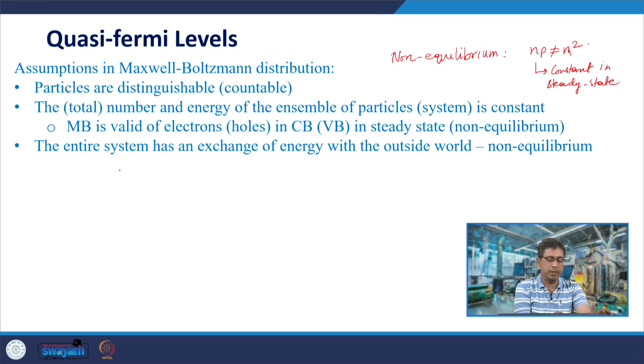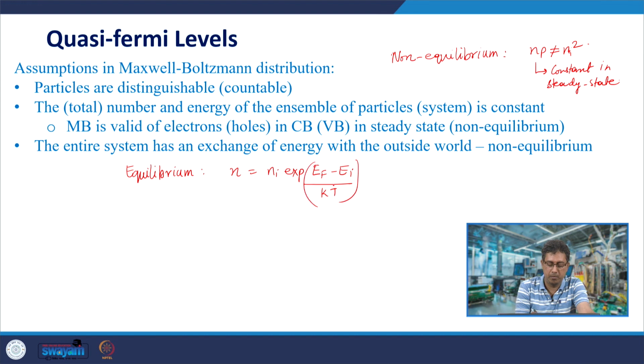So, our mathematical formulation in equilibrium condition was that we said electron concentration, where EF is the Fermi level, EI is the intrinsic level.